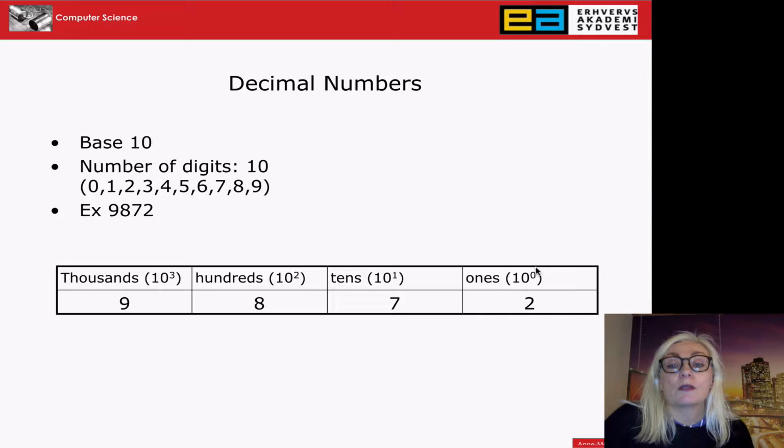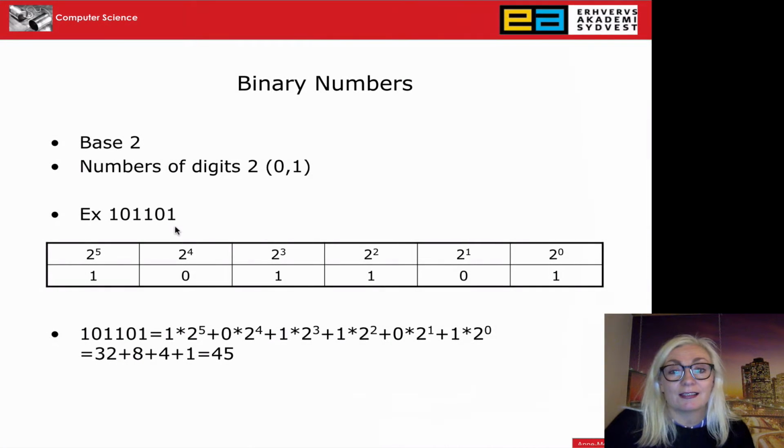This is the ones, which means 10 in the power of 0. So this is actually the zeroth position. Here we have 10 in the power of 1, which is the first position, second and third. So we just multiply it with the 10 in the power of the position. And this is actually how we get the number 9872.